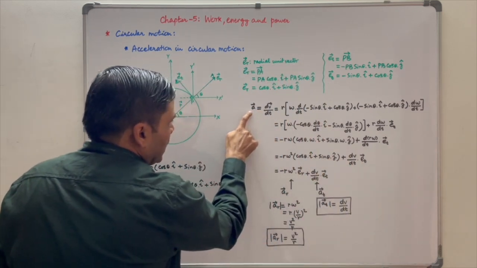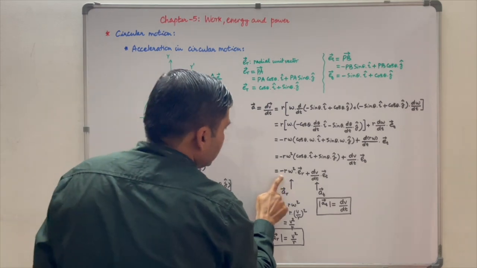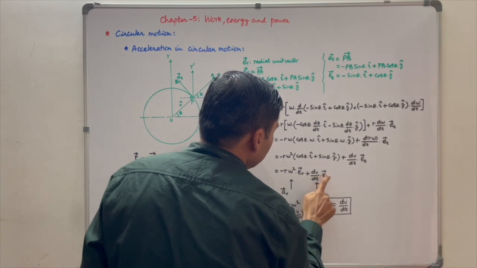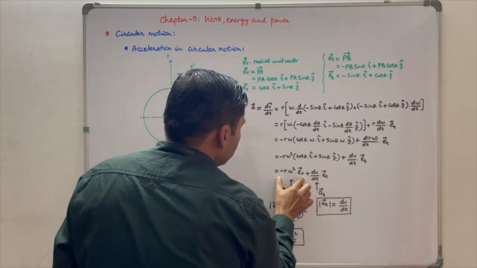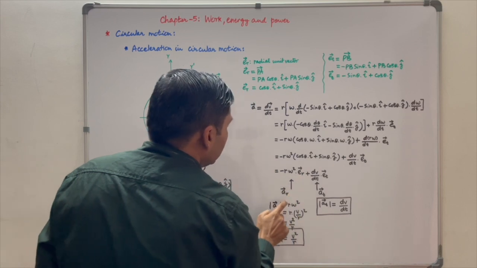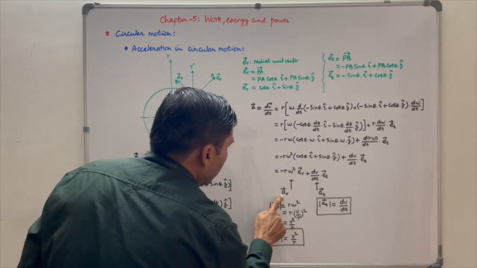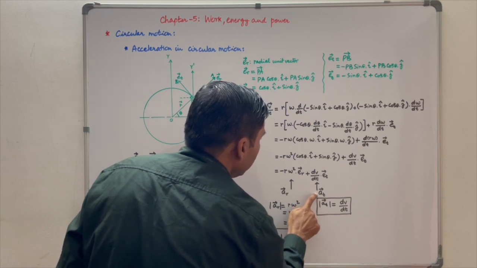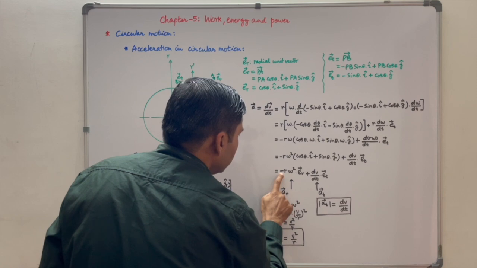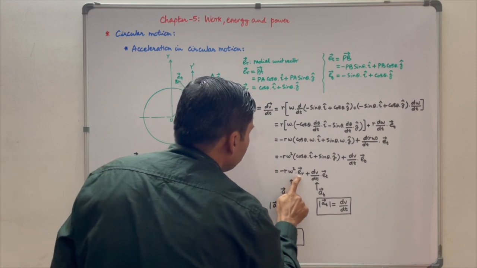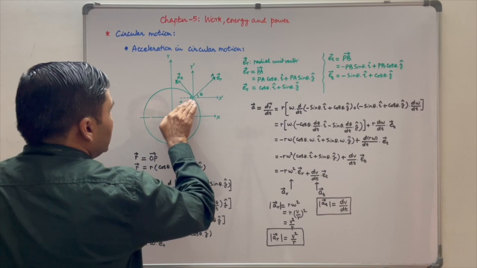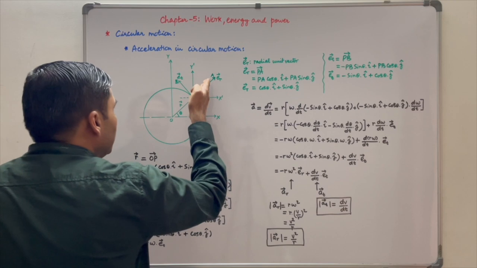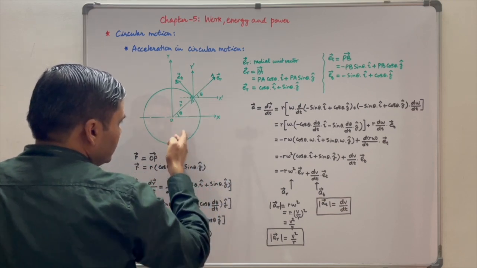So the acceleration of the particle can be written as −rω² into vector Er plus dv/dt into vector Et. The first term is called radial acceleration. It is represented by ar. And the second term is called tangential acceleration. It is represented by at. The negative sign suggests that it is opposite to unit vector Er. Unit vector Er is radially outwards. So radial acceleration ar will be inwards towards the center.